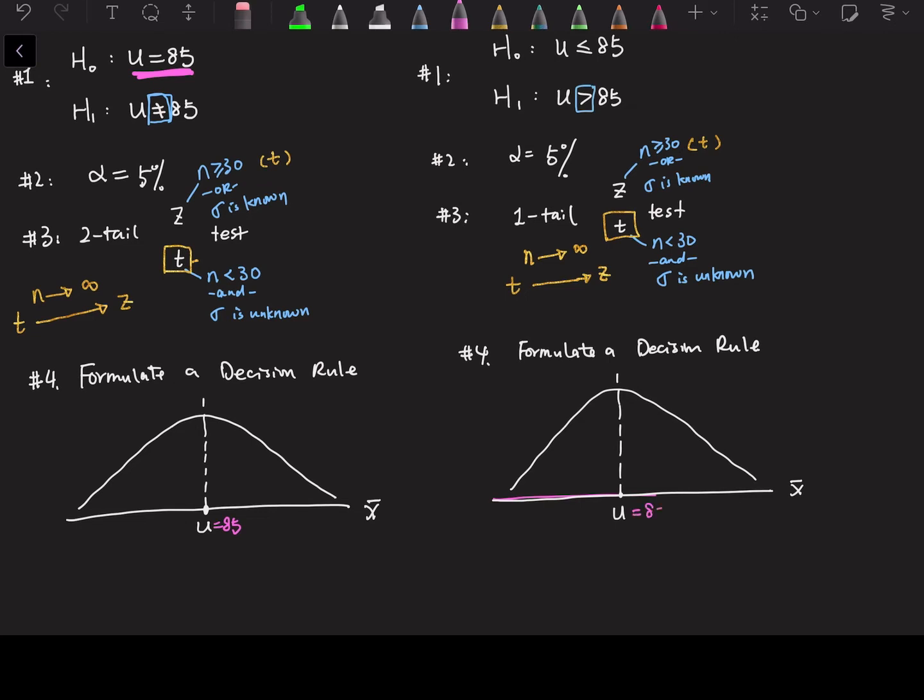So this is 85. And back to case number 1. We use a 5% significance level. So this is a two-tail test. That means I'm not only interested in whether the population mean is greater than 85, but also whether the population mean is less than 85. I just want to know whether the population mean is different from 85. So this 5% significance level is evenly distributed on two tails.